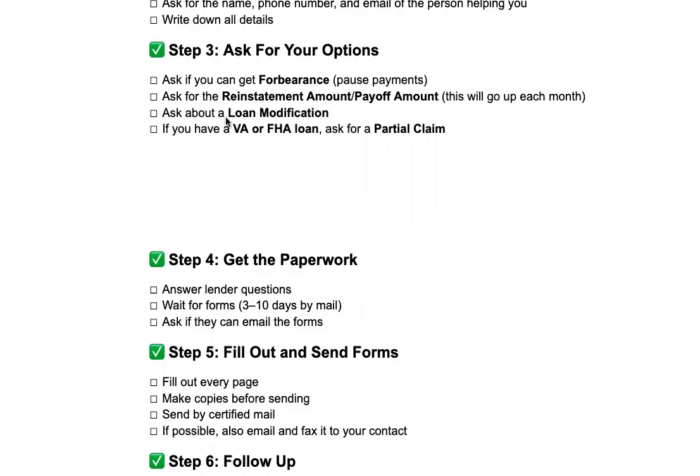Next, assuming that you've fixed the hardship that got you into this situation, ask for a loan modification and what the options they'll give you are. If you have a VA or FHA loan, ask if you can do a partial claim, assuming you haven't done this in the past year.